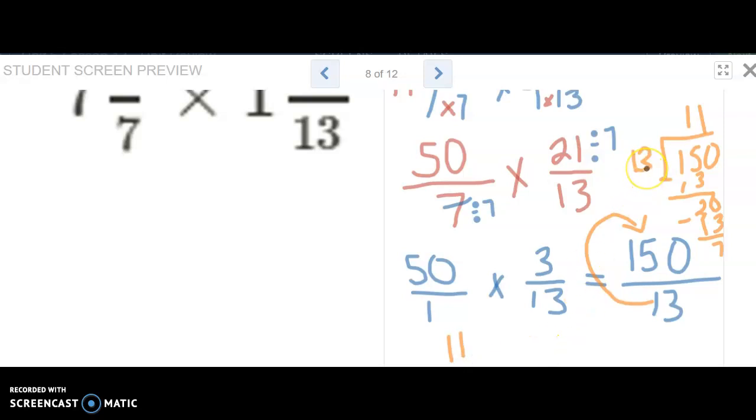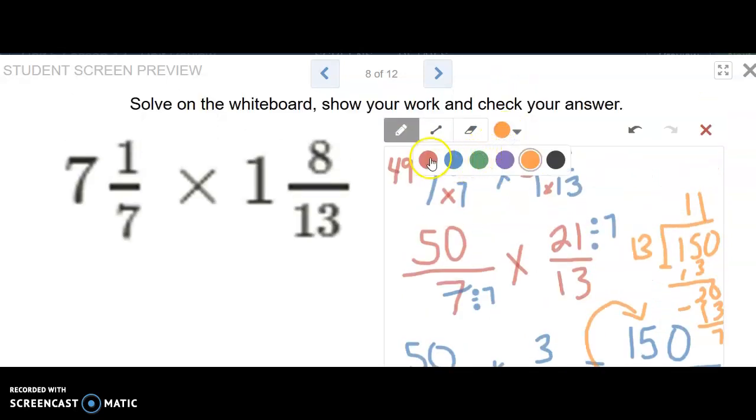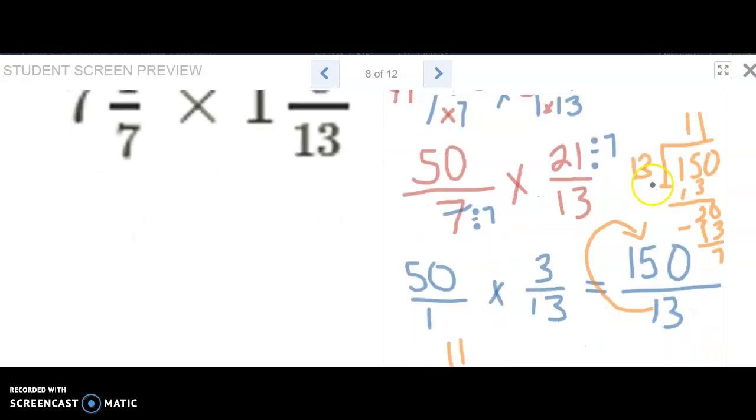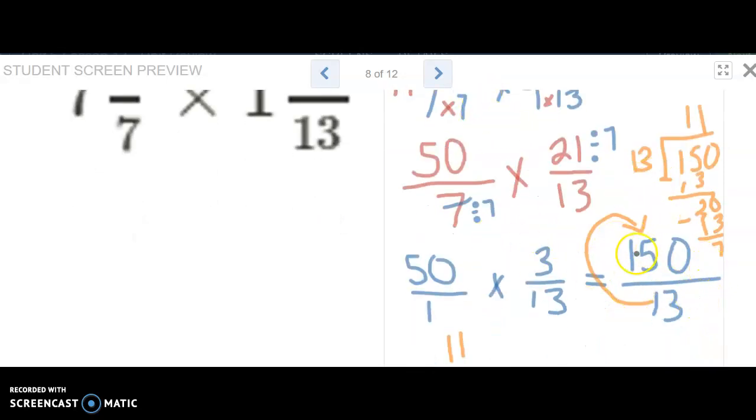All right, and 11 times 13, let me double check I got this right, is 143. So now I have to take, and I'm running out of space on my whiteboard. Let me get a tool here. So I am going to take my 150 and subtract 143 from it. So let me find a spot and do that. I know it's 7. If you don't know it's 7, because I can do it in my head, it's okay to write it out. 150, take away 143.